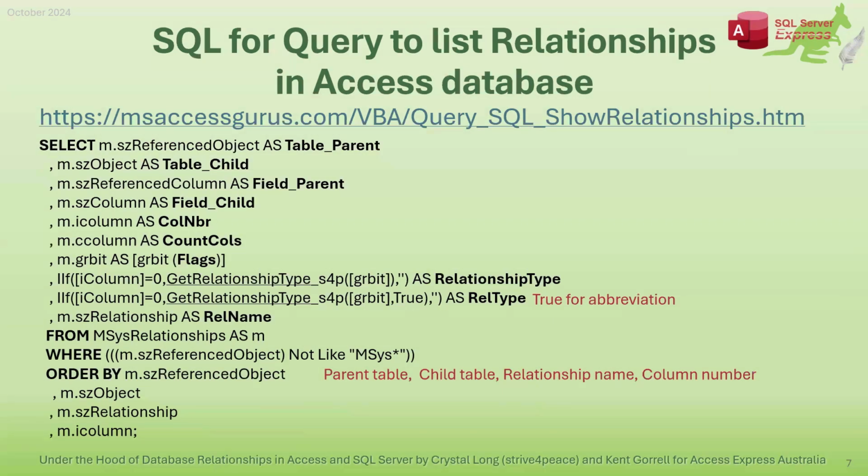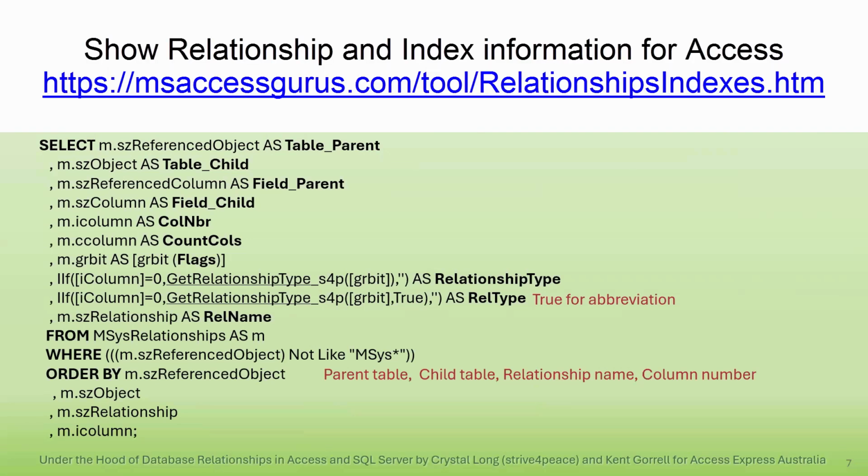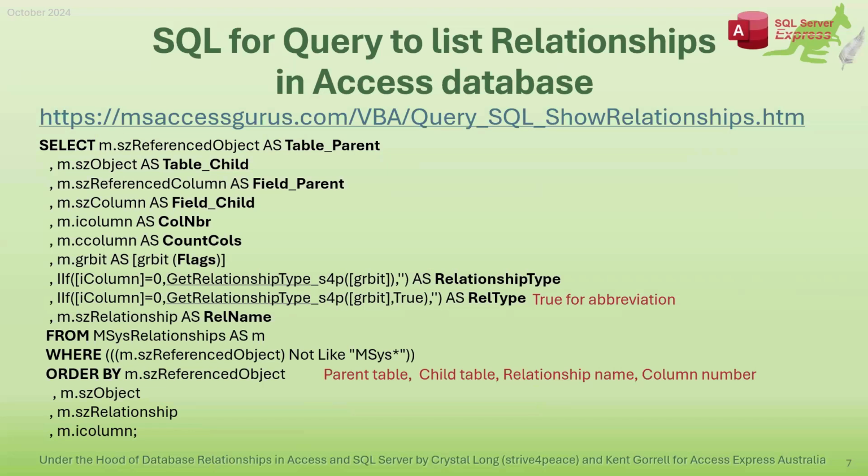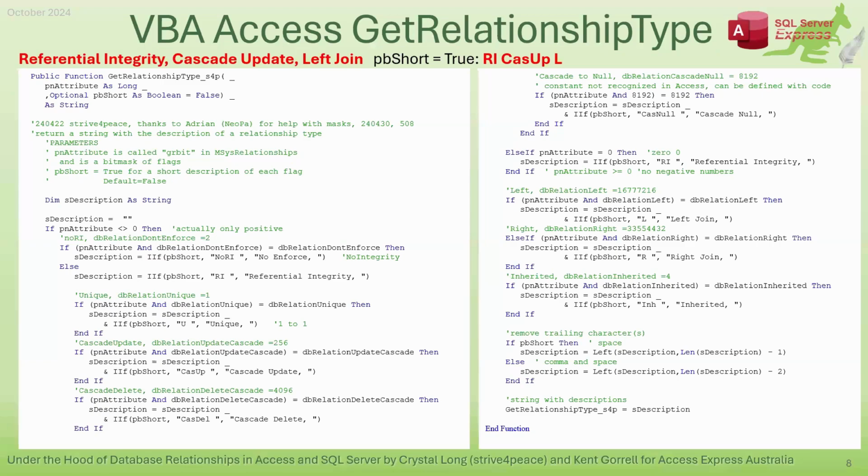So we can write an SQL statement, and I'll show you how this works in Access. And Adrian has put a link in the chat where you can download the database that I'll be demonstrating. Now, in the SQL statement, it's getting information from the MSys relationships table. And it's also using a VBA function to turn the grbit, which I'll show you in just a minute, which is just a bunch of numbers or just a zero, into text.